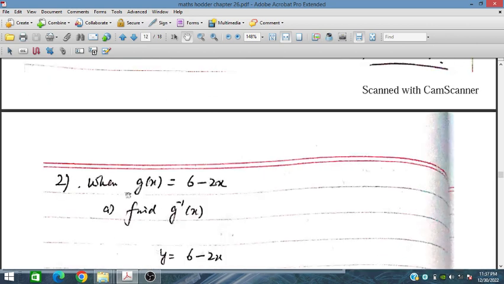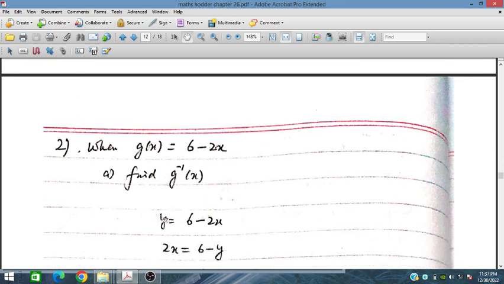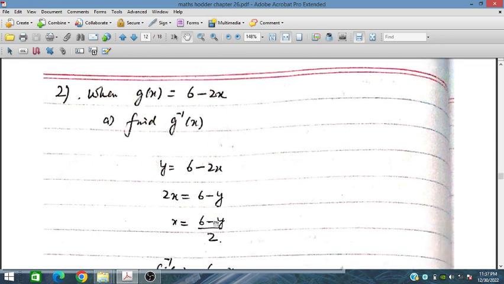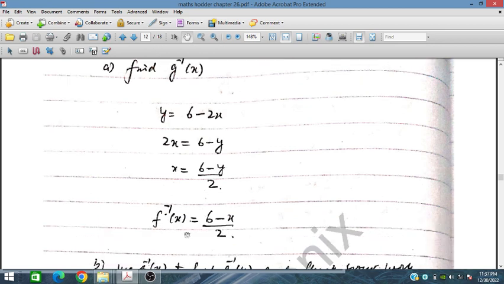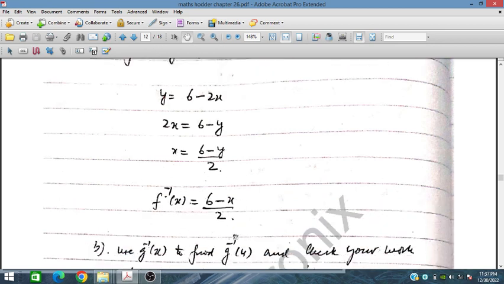In the next section, when g(x) is equal to 6 minus 2x, find g inverse of x. So we write y is equal to 6 minus 2x, and we shift it, and x is equal to (6 minus y) upon 2. We write x here, and here g inverse of x. So this is g inverse of x.